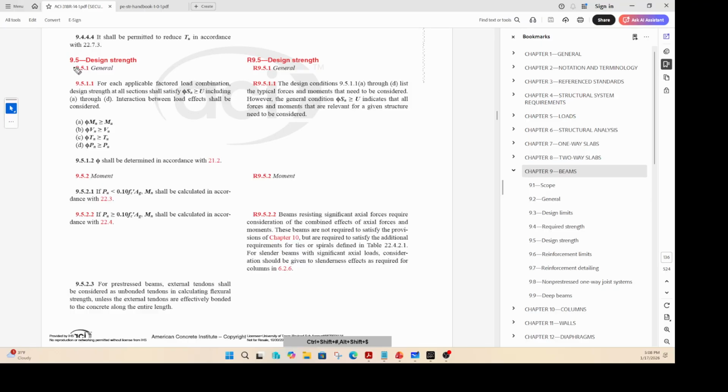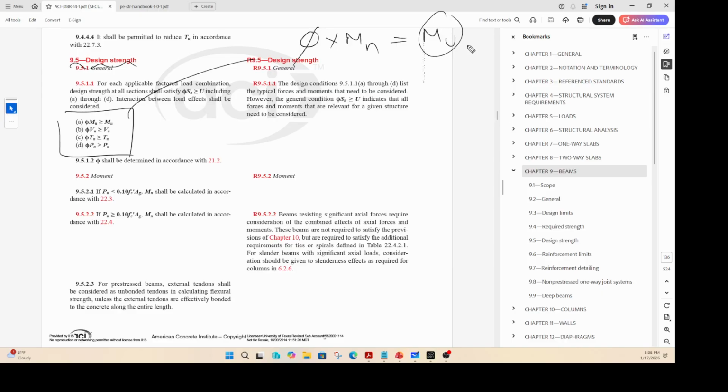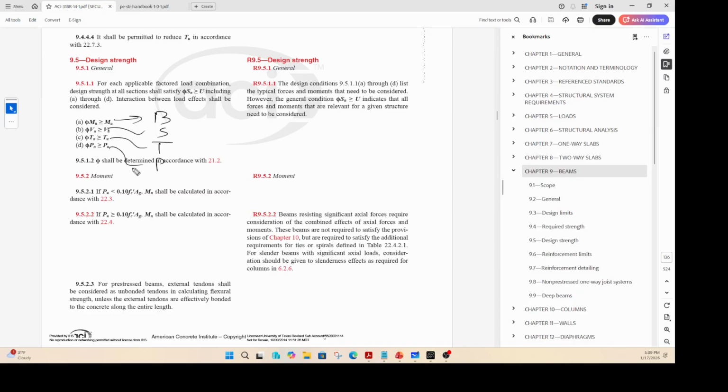Design strength, this should be pretty familiar by now. You take your nominal strength, you reduce it with a factor, and you compare that with your ultimate moment. This is from the loads that you are applying, right? From wind, from dead, from live, from earthquake, from snow, from roof live load, and all that. You calculate your Mu, and then you calculate your nominal strength, but reduce it and then design. The same thing applies for bending, for shear, for torsion, for axial force. But the concept is all the same.